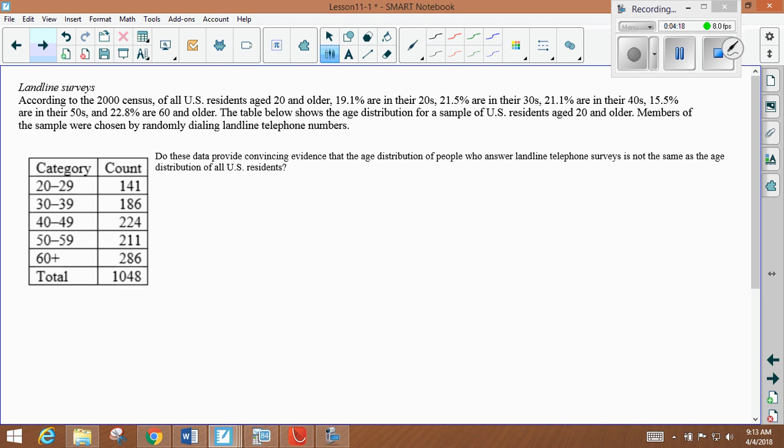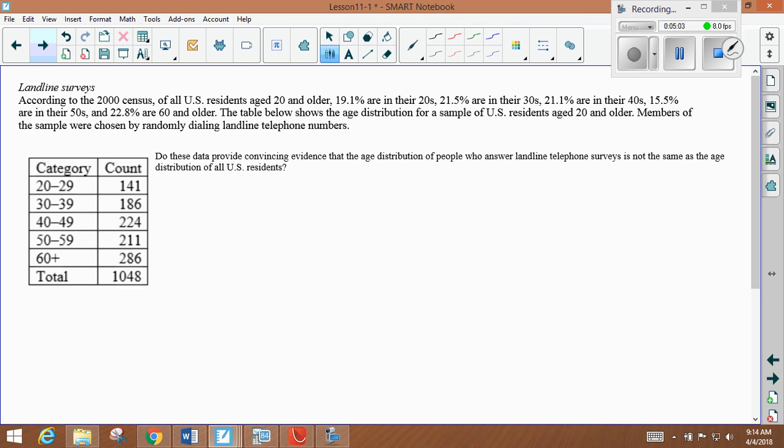So we've got a certain percentage of people in their 20s, 30s, 40s, 50s, and 60 and older, based on our census. The question is also worded really weird because it says the table below shows the age distribution for a sample of U.S. residents aged 20 or older, and then it tells you what the sample came from. They randomly dialed landline numbers, and they got a count.